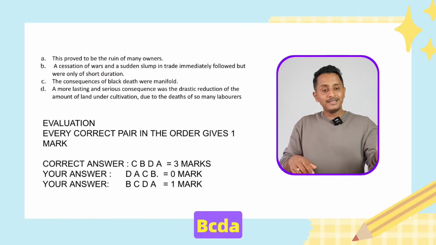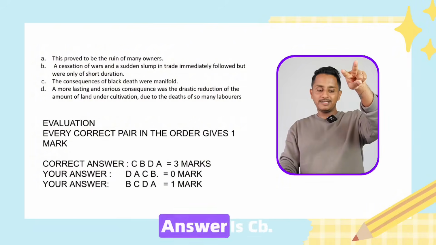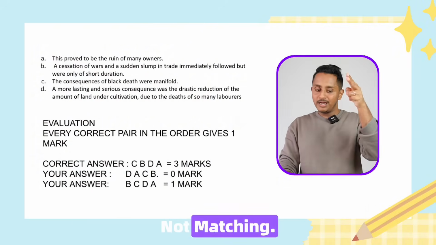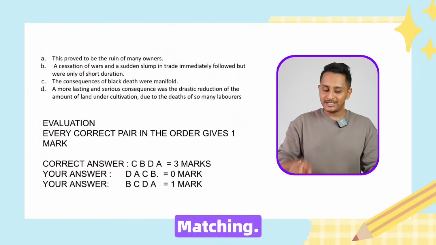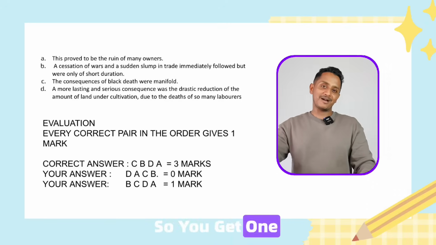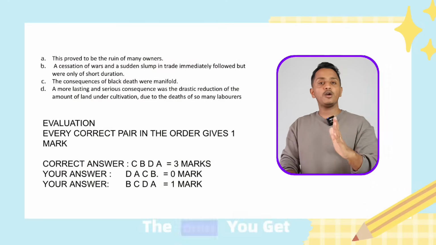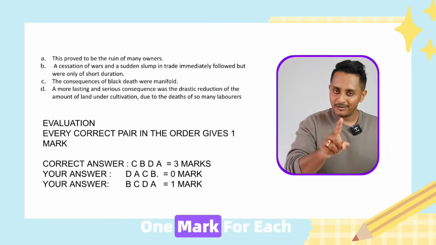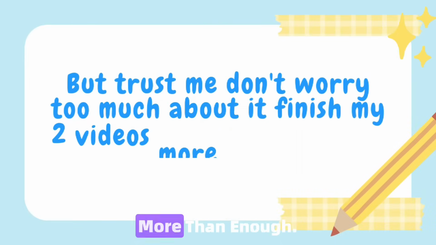If your answer is BCDA, then the correct answer is CB, your answer is BC, not matching. BD, CD, not matching. DA, matching, so you get 1 mark. So whichever pair matches in the order, you get that mark. 1 mark for each correct pair. But trust me, don't worry too much about it. Finish my 2 videos, more than enough.